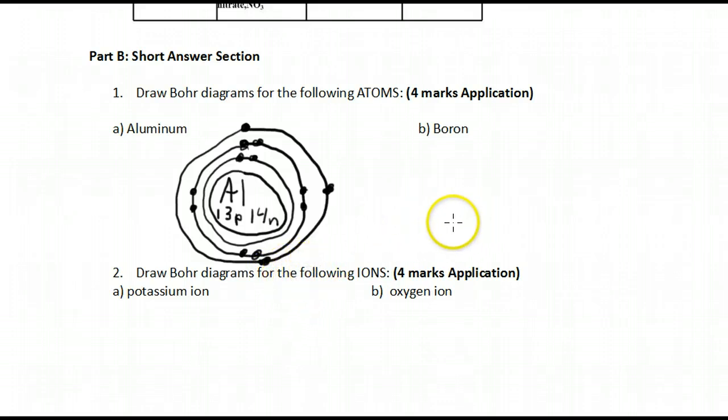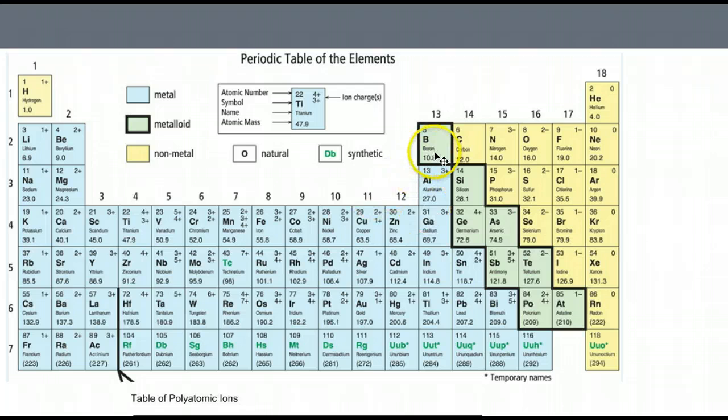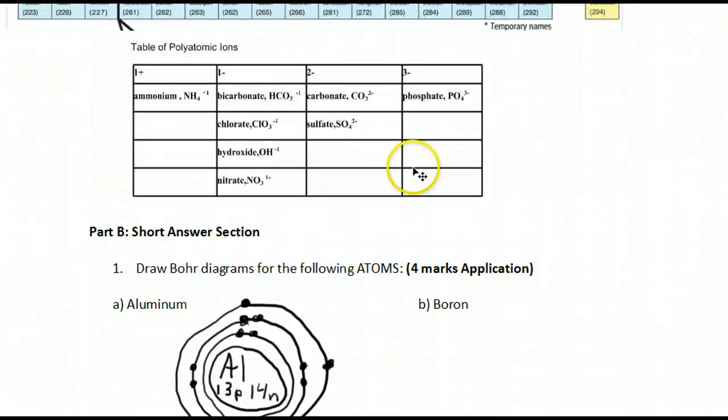The next one is boron. Let's go up and look at the periodic table and see where boron is. Boron is right here. It's going to have 5 protons, 5 electrons, and how many neutrons? It says 10.8. What is that all about? You're going to just round it to the nearest whole number, so 11. 11 minus 5 will be 6, so we'll have 6 neutrons.